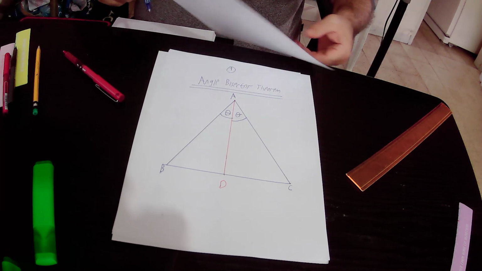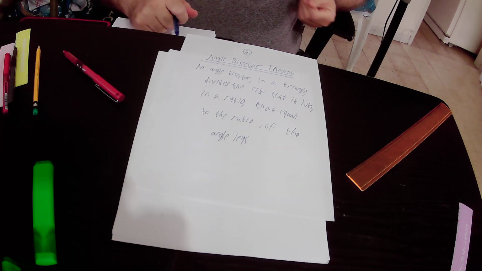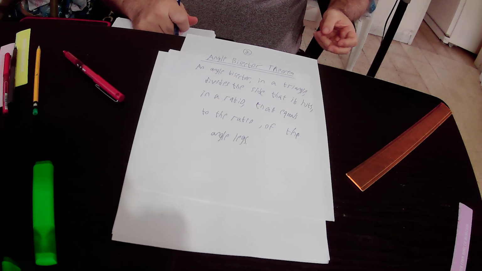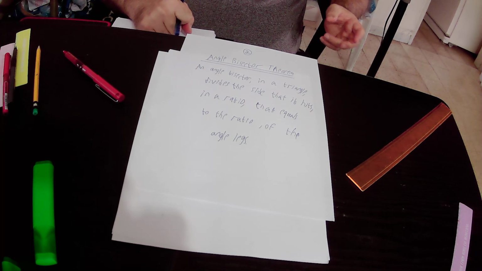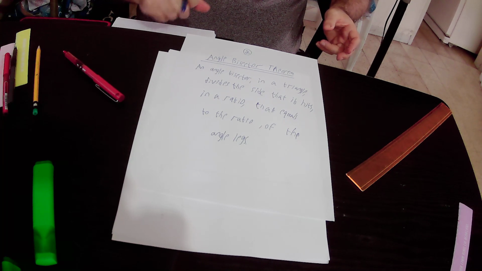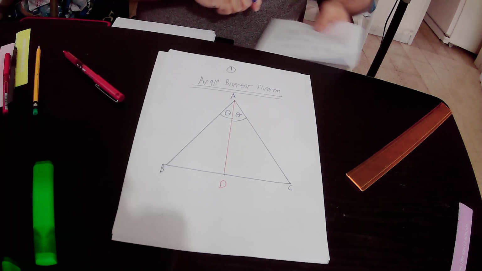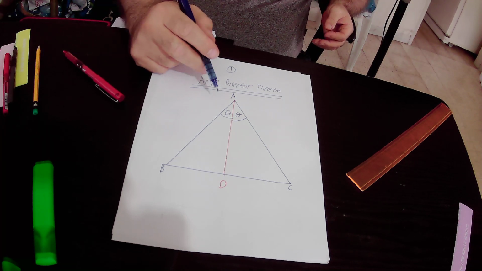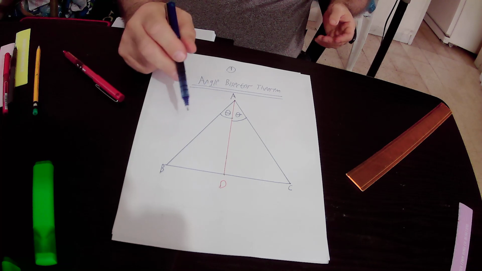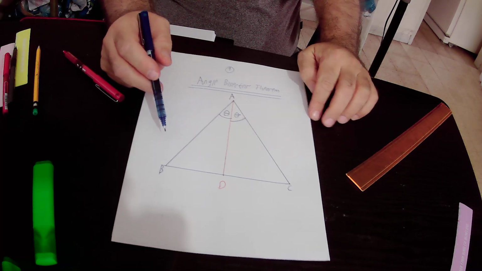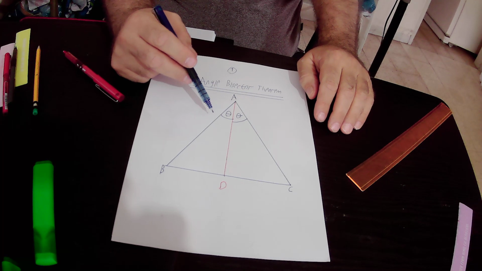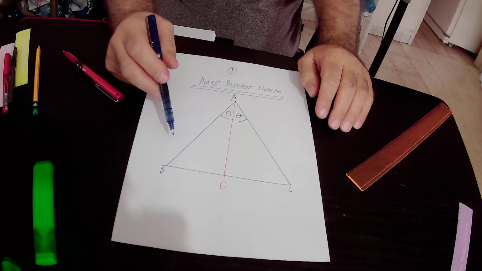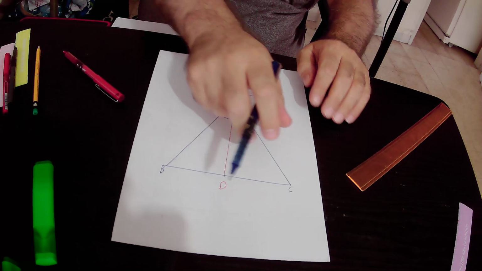I will read the angle bisector theorem again. An angle bisector in a triangle divides the side that it meets in a ratio that equals the ratio of the angle legs. Okay, so the angle bisector AD meets side BC of triangle ABC, and it divides side BC into a ratio that equals BD over DC.